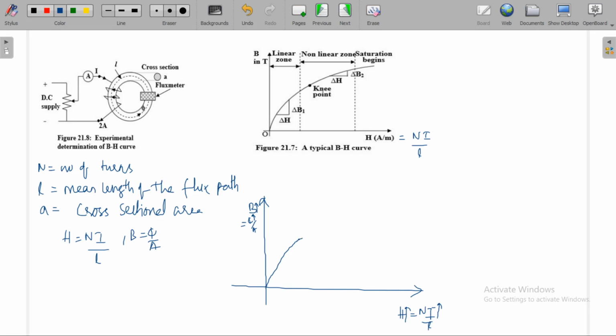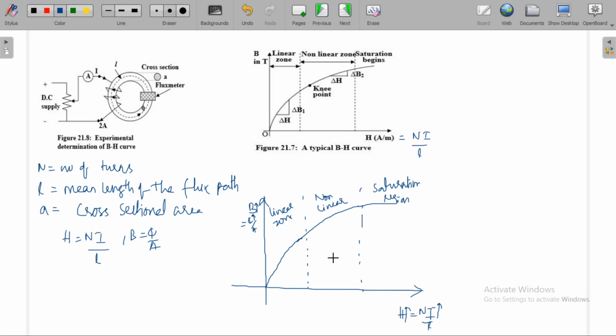After this zone, the curve is deviating from its linear relationship. Then after that, you're going to have the saturation region. So this is the non-linear zone, this is the linear zone, and this is the saturation region.